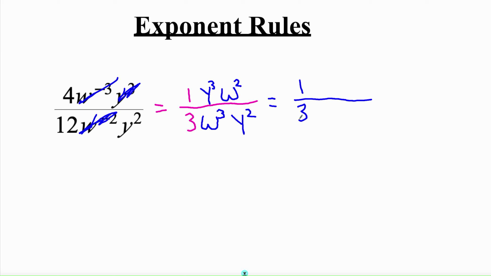So I'm going to rewrite the 1/3. w squared over w to the third, instead of just subtracting the exponents and getting a -1 and thinking about moving it, what I'm going to do is think about if that's w times w, that is w times w times w, I would be left with just w in the denominator. So now I've simplified those. Same idea for the y's. Y to the third over y to the second would be y to the 1. And that problem is complete.